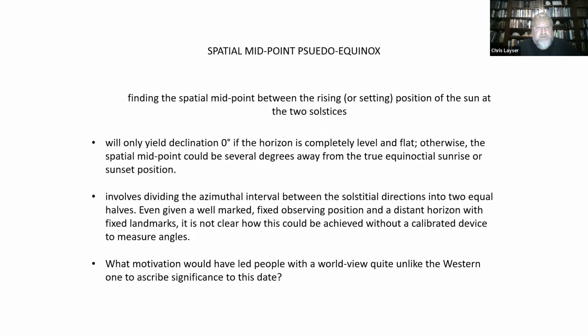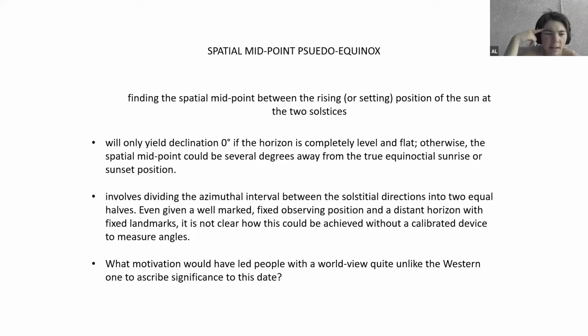And coming up with that would involve taking those two positions and dividing them in half, and you would have to have a well-calibrated device to even begin to measure those angles. And the last question is, why would people even do that? What motivation would they have? What could this even mean in their worldview? Just trying to find a midpoint on a horizon between solstices.